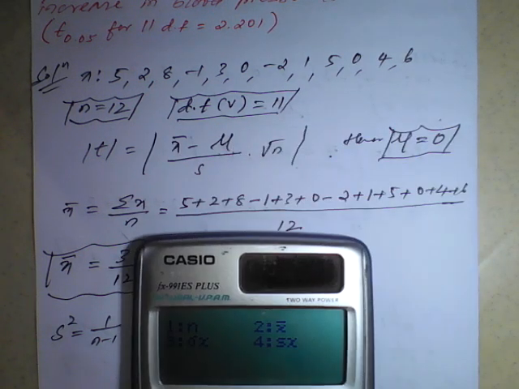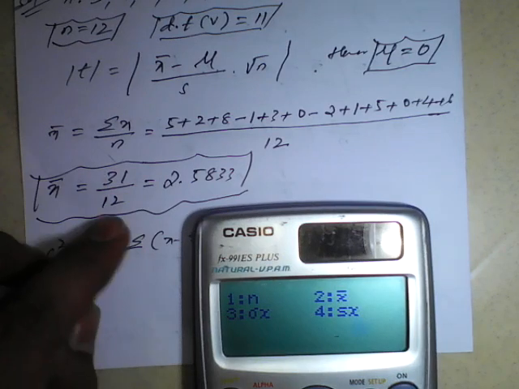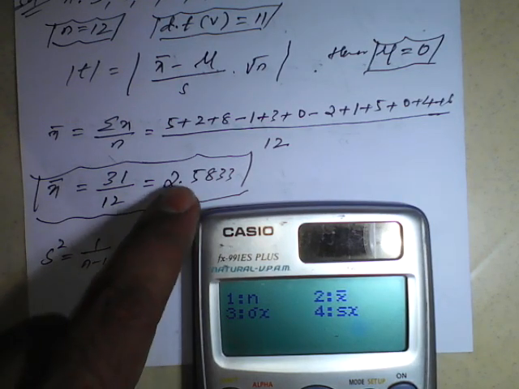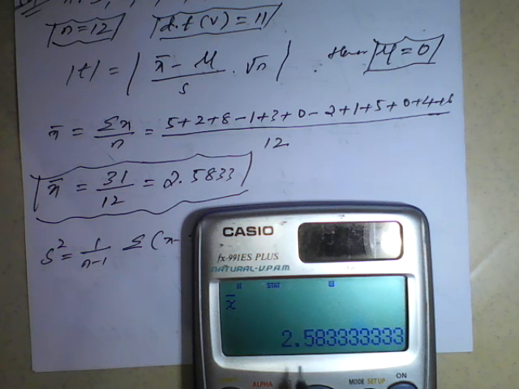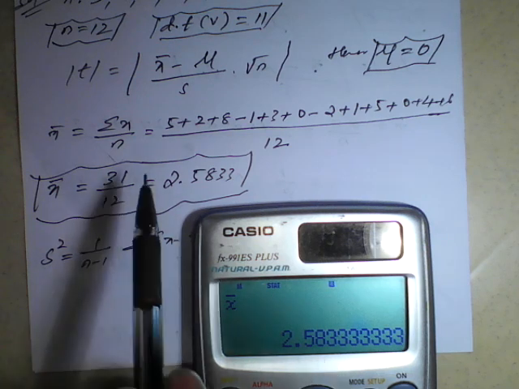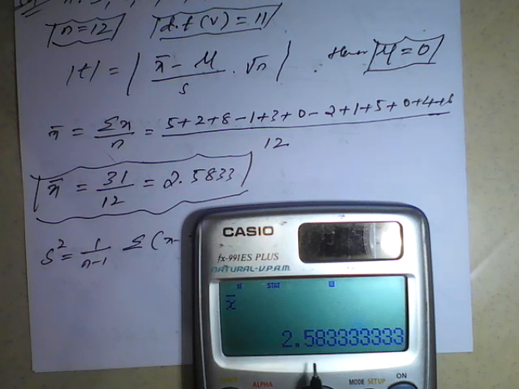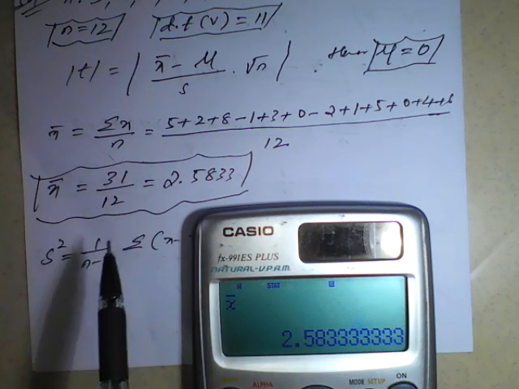The second one is x bar. If I press 2, x bar is equal to 2.5833. You will get it directly. You can write this manually, but it is better to use the calculator, and you will get the correct result.